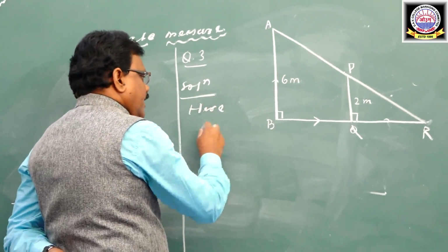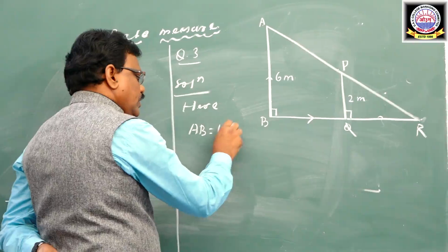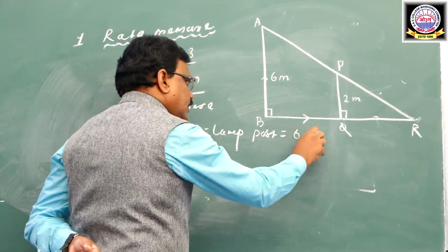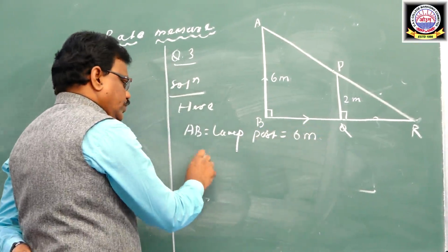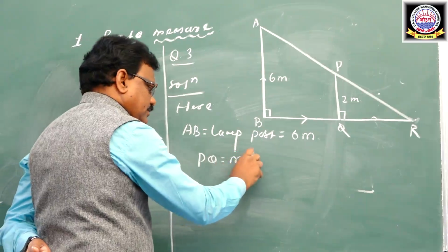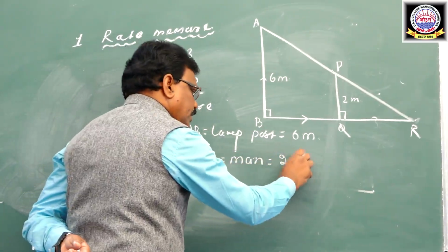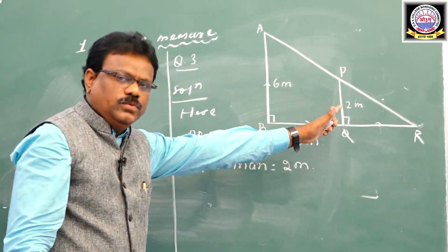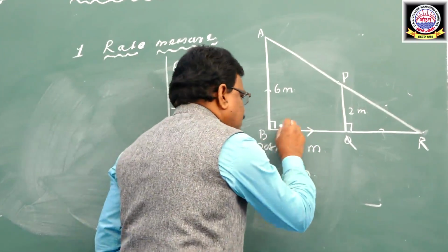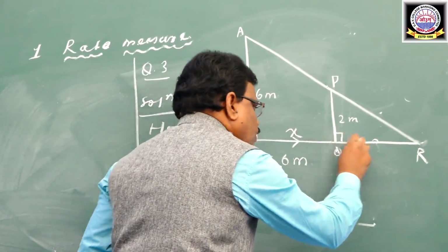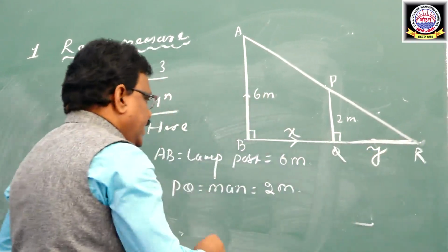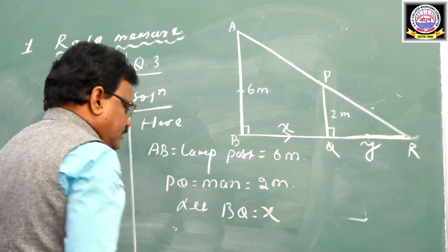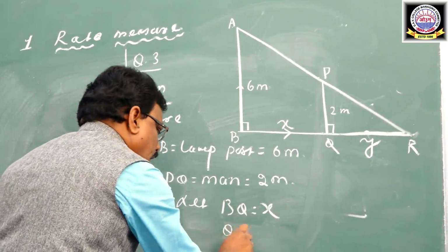Here AB, the lamp post, is equal to 6 meters. PQ, the man, is 2 meters, and the man is going away from the lamp post. Let us take this one as x and this as y. So what have we taken as x? Now let BQ be equal to x and QR be y.